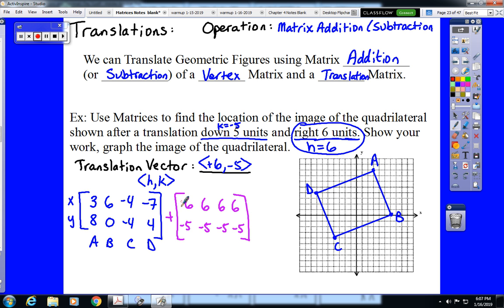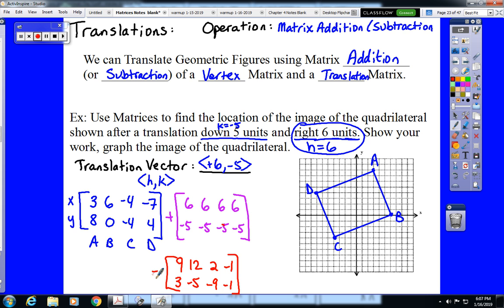3 plus 6 would be 9. 6 plus 6 would be 12. Negative 4 plus 6 would be 2. Negative 7 plus 6 would be negative 1. 8 plus negative 5 is 3. 0 plus negative 5 is negative 5. Negative 4 plus negative 5 is negative 9. And 4 plus negative 5 is negative 1.